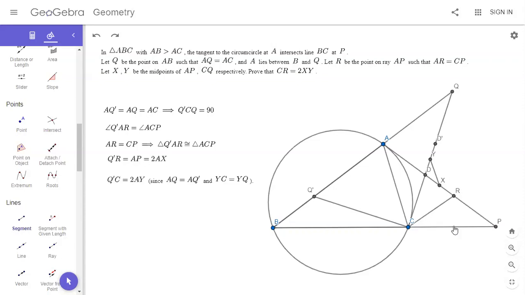Does anyone see why that's the case? I think Timo was saying it should be not that hard of an angle chase to show that Q prime CR is AYX. But then you could subtract 90 from each of those two angles.